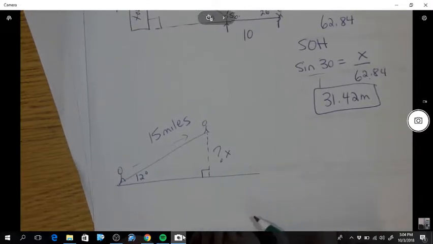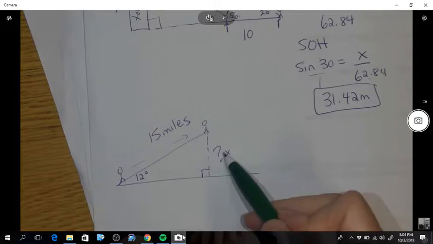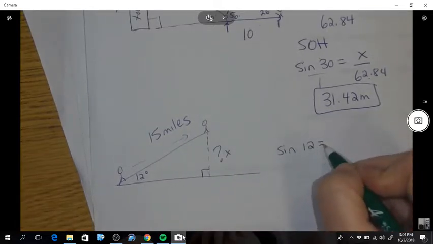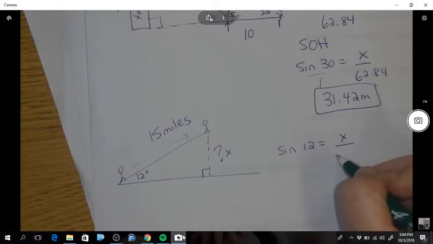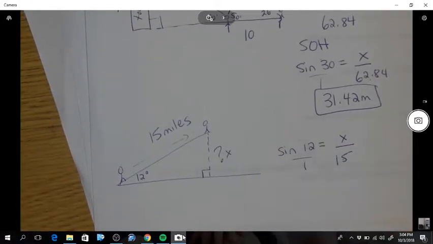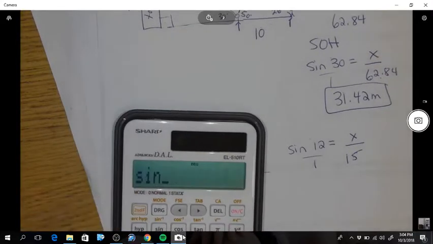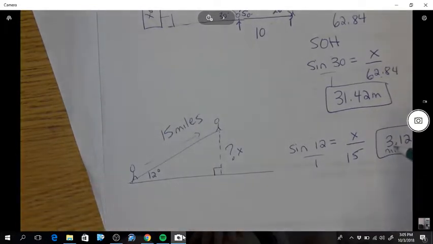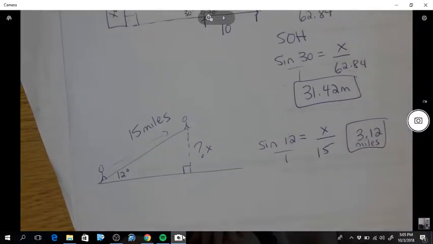Okay, since we've developed a right triangle, we can do the SOHCAHTOA method, and this is opposite over hypotenuse. So I'm picking sine again, the opposite over the hypotenuse. Same as last time, those would be multiplied by each other. So sine 12 times 15 equals 3.12. And I should throw some units on there, miles.